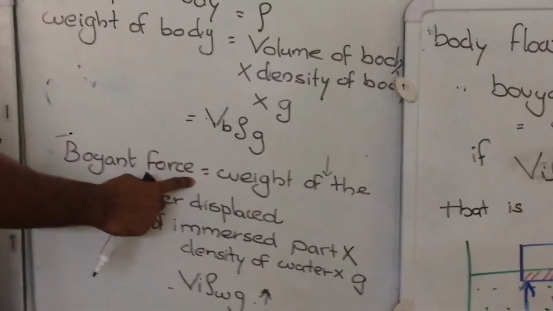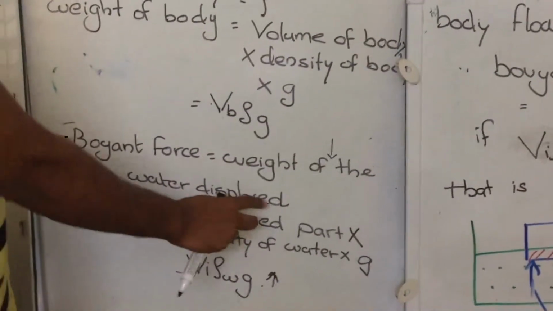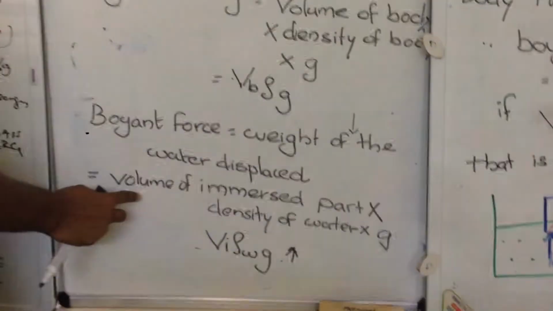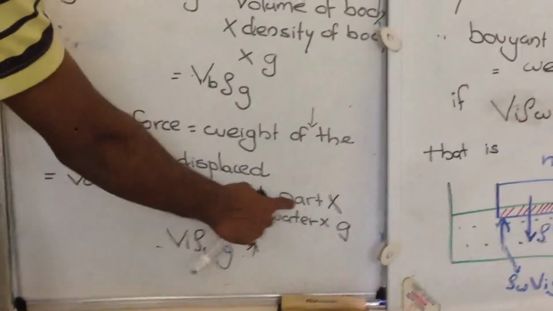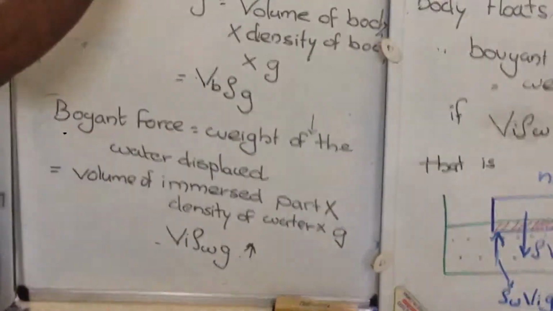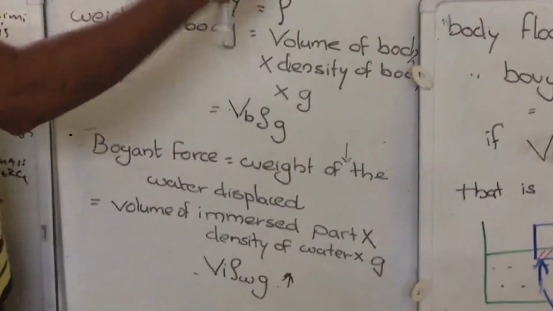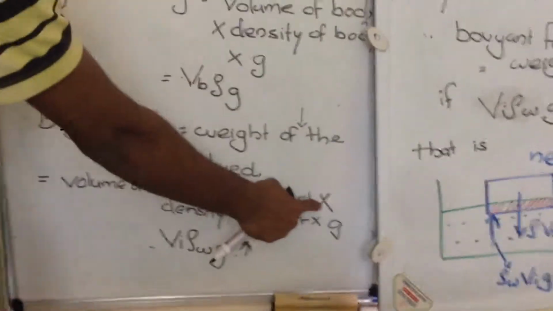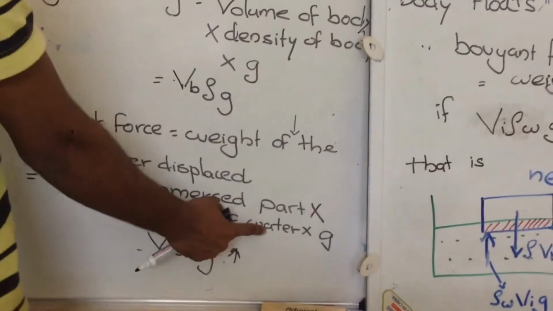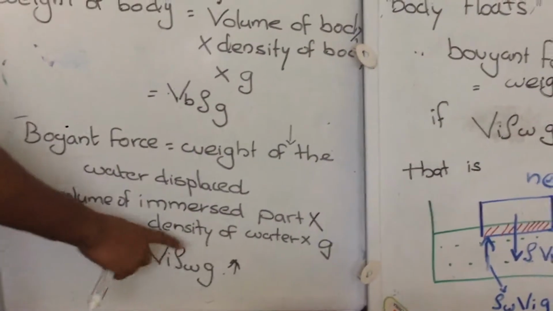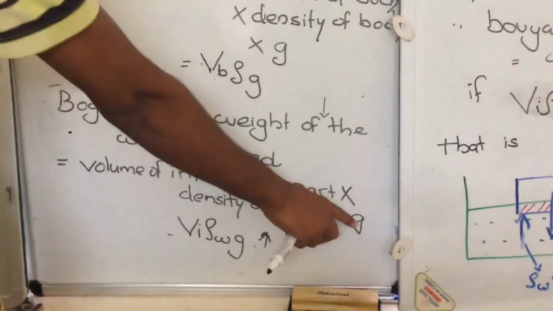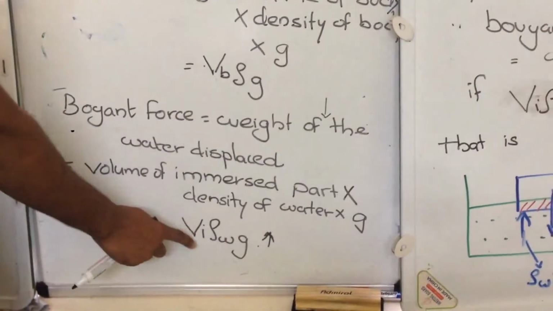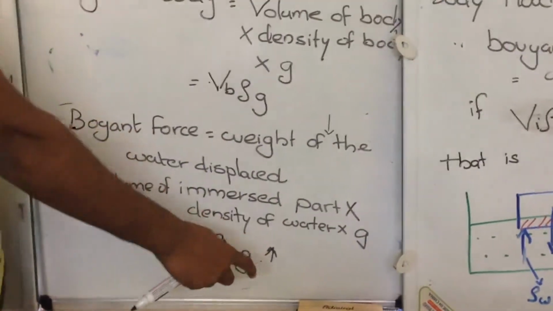Buoyant force is equal to the weight of the water displaced, and that weight of the water displaced is equal to the volume of the immersed part. The volume of the immersed part, this part, will be the volume of the water displaced. So volume of the immersed part into density of water will be the mass of water displaced, into g, acceleration due to gravity, that will be the weight of the water displaced. So that is Vi rho_w g.